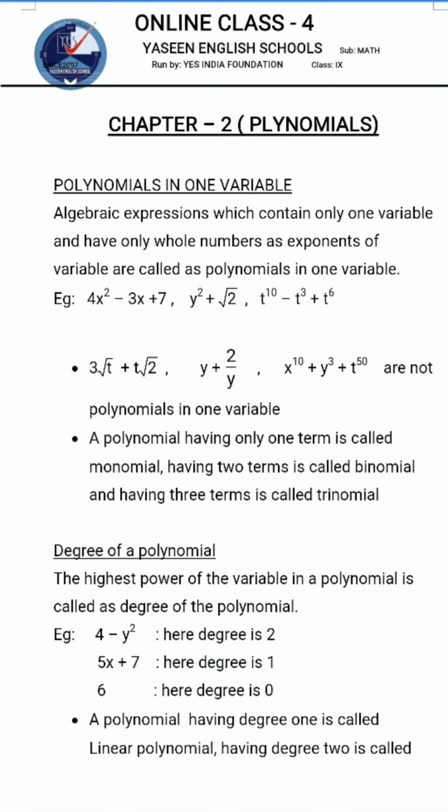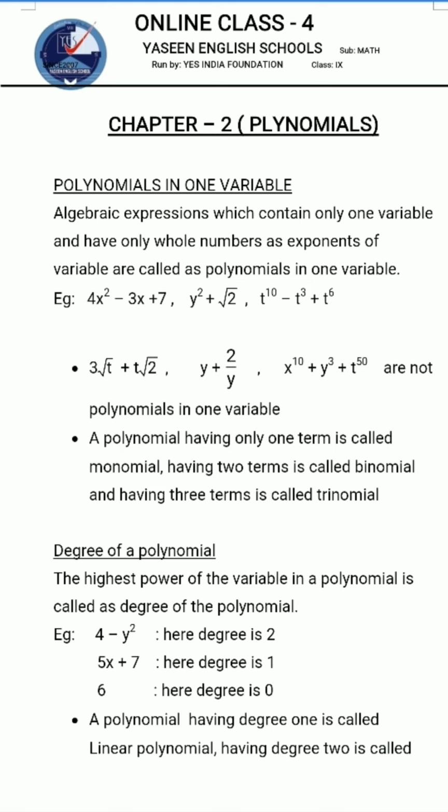Now look at the ones on the downside. 3 root t plus t root 2. Here the variable is t. But what is the power of t? You can see root t. Root means the power is 1 by 2. The root of any number has power 1 by 2. We studied this before, in 8th class, square root, cube root and so on. Here it is a square root, so the power is 1 by 2. Root t means t power 1 by 2.